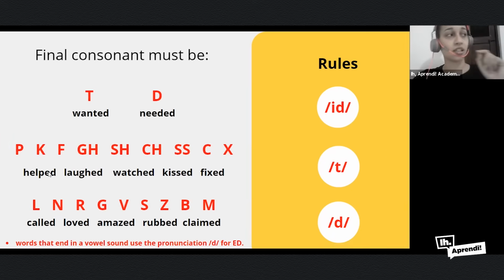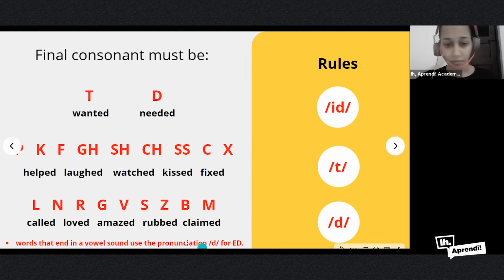Left. Watched. I forget the E. Kissed. And if I pronounce it as a D, I forget the E as well. So called. I loved him. I loved him. See? I say the word as a D sound, but I don't pronounce the E.